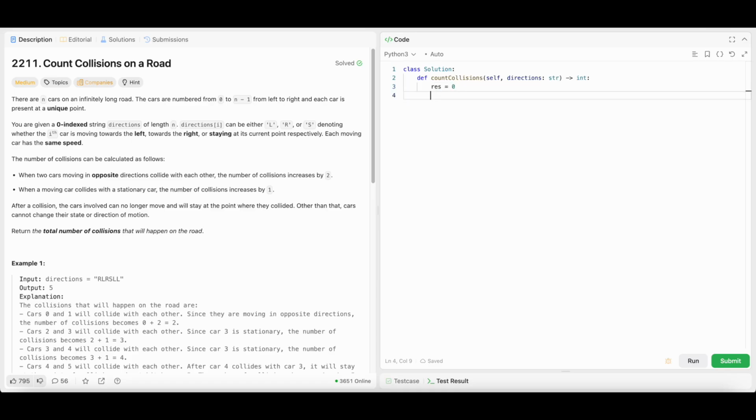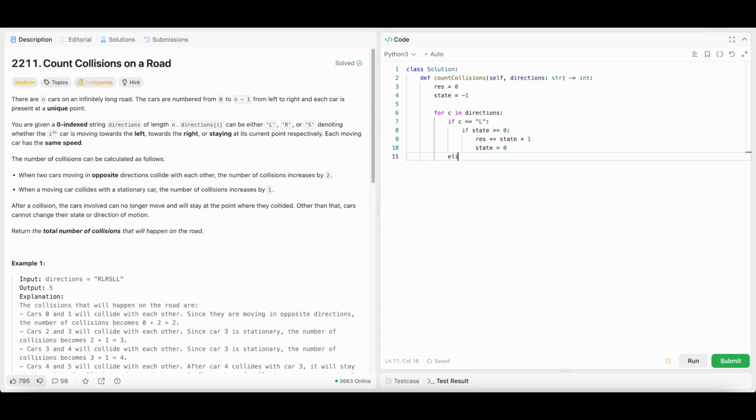So first we will initialize result to 0 and state to -1. And now we will loop through directions. So for C in directions, C for car, and if the current car is moving left, then we want to check if the state is greater than or equal to 0. If it is, then we want to add state plus 1 to the result and reset state to 0.